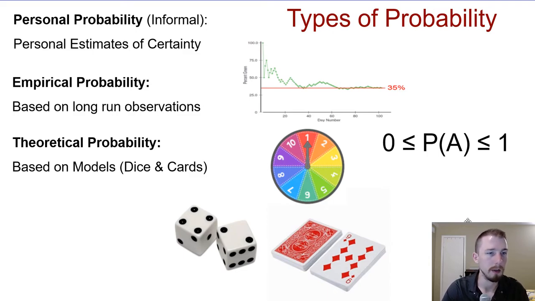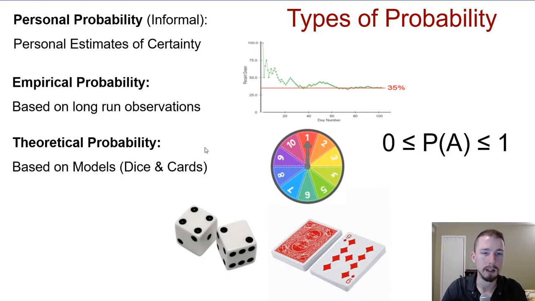All right, so anyway, we have three different types of probabilities. Personal probability is informal, so it's your personal degree of certainty of whether or not you think you'll get a B this semester or something like that. Do you think that's very likely or unlikely? How would you quantify that, etc.